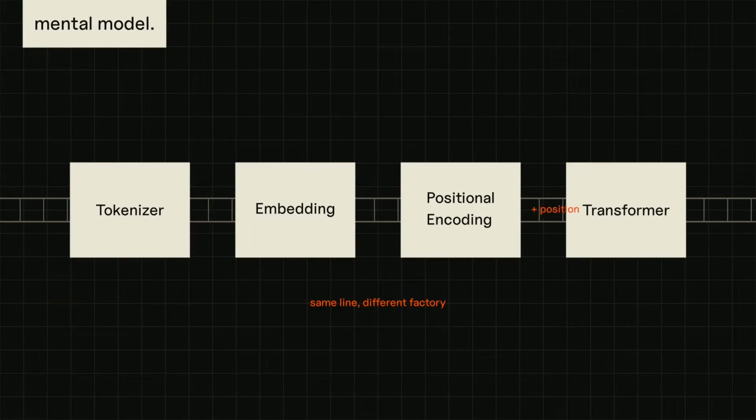That's the mental model we'll be using throughout the video. We'll walk the factory one machine at a time, following the data from stage to stage, building intuition for the whole pipeline before worrying about the mathematics inside any single machine.